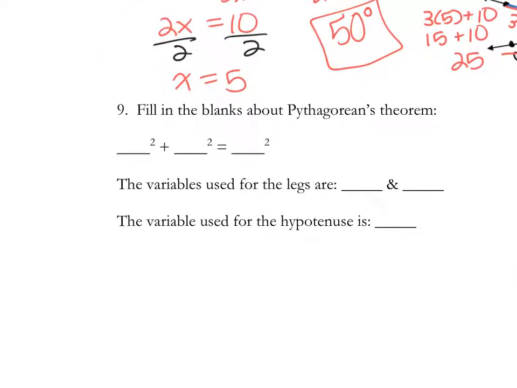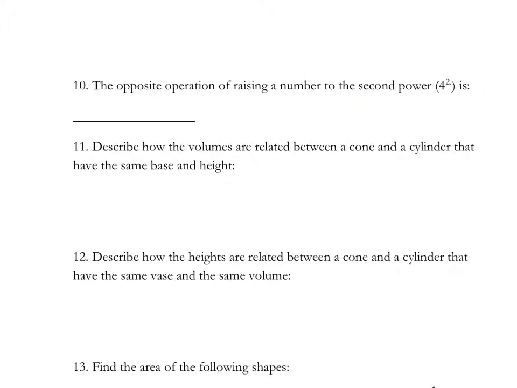Question 9 asks us to fill in the blanks about Pythagorean's theorem. Remember, that's a squared plus b squared equals c squared. The variables used for the legs are a and b, and the variable used for the hypotenuse is c. Question 10 asks us the opposite operation of raising a number to the second power. So I have something squared. To undo that, I would need to square root it.